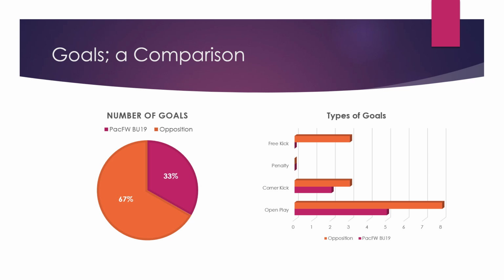Types of goals, 3 of them came off of free kicks, 3 of them came off of corner kicks, and 8 of them came off of open play. We were scoring mostly off of open play and corner kicks. Oddly enough, on these really big battle-y kind of games, neither team was awarded any type of penalties.